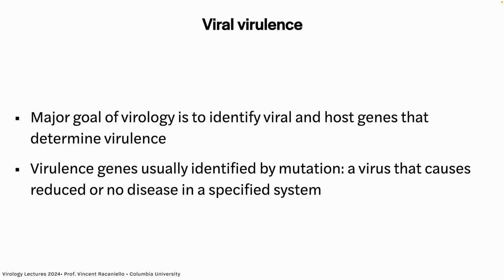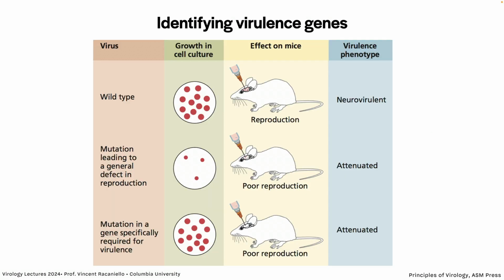And we could then use that for interventions of some kind. What we do is we make mutations in the viral genome, and we look for viruses that don't cause disease in a particular animal model. So let me give you an example of that. Here's a virus that we can study in mice.